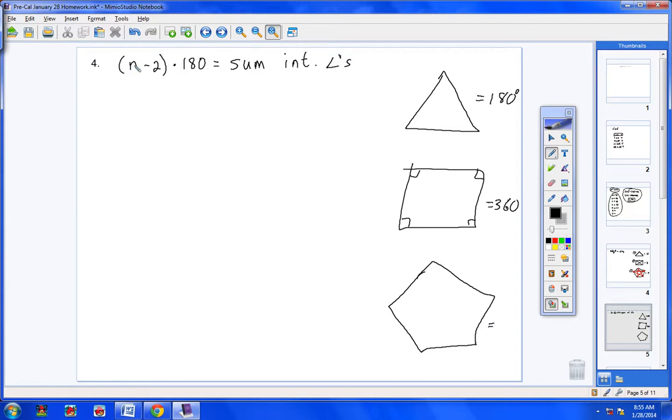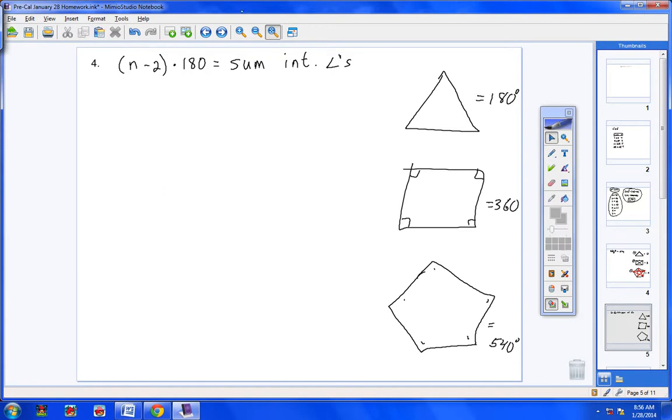Put a 5 in. 5 minus 2 is 3. 3 times 180 is 540 degrees. If you have a 5-sided polygon, all of these 5 angles right here, when you add them up, will add up to 540 every time. So they just wanted you to put numbers in and get numbers out. That's it. Nothing difficult. Now let's get into the harder math, okay?